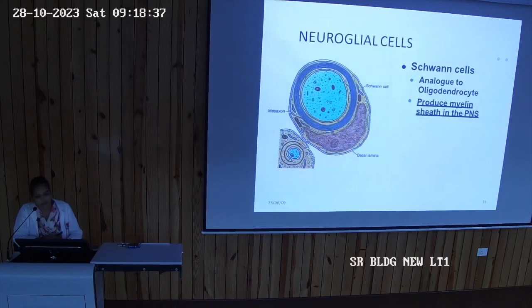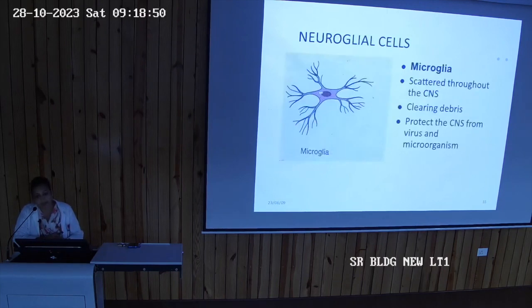Now the last one in the peripheral nervous system, we have Schwann cells, which are analogous to the oligodendrocytes. These are flattened cells which have flattened nuclei and they perform the function of myelination in the peripheral nervous system.